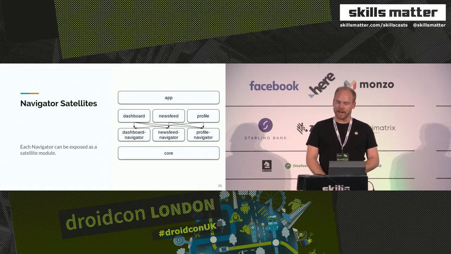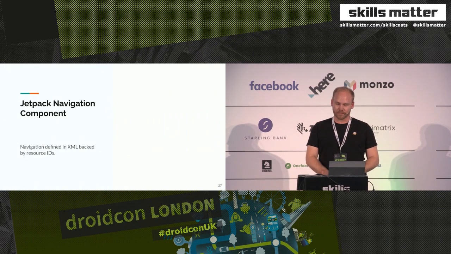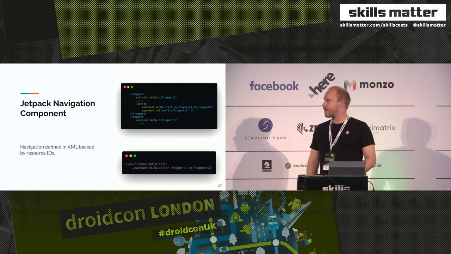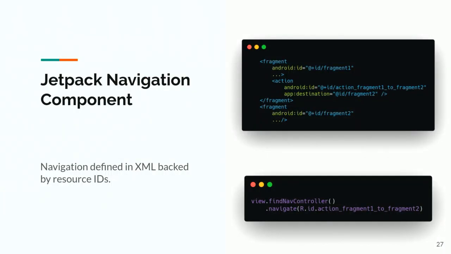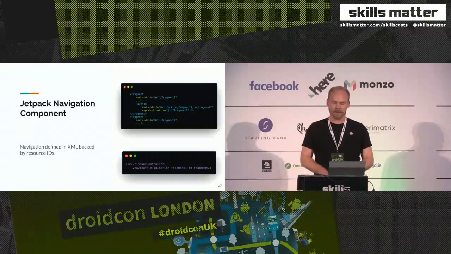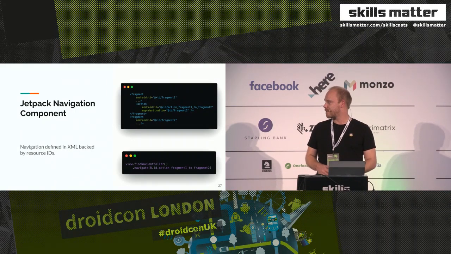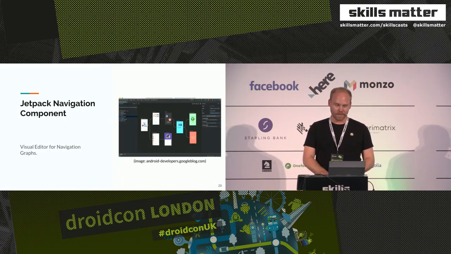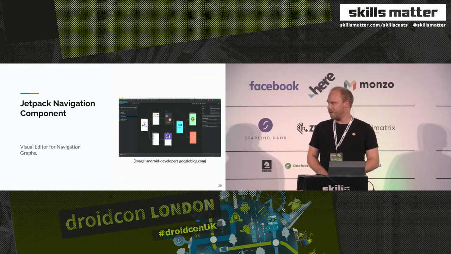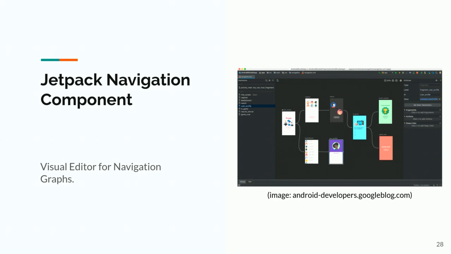So in the end, we still create tight coupling between the features. There's also the Jetpack navigation component, in which you define navigation actions in XML within a fragment scope. Each action has a destination, and these actions are used with navigation controllers to actually execute the navigation. It also offers a visual editor, which is pretty nice if your app grows a lot and you want to take a look at how your navigation graph actually looks and how it can behave.